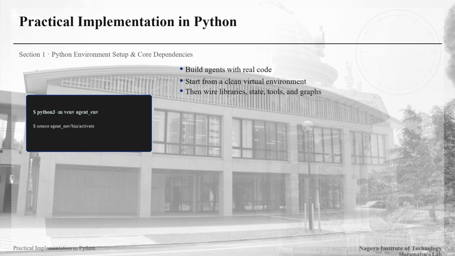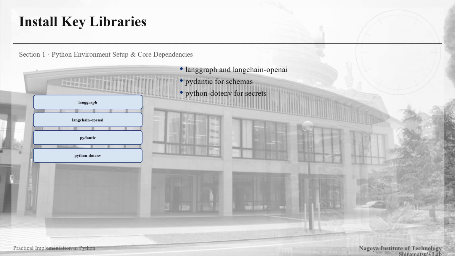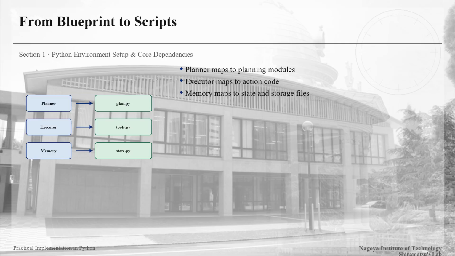Welcome. This course shows practical implementation in Python, starting from a clean virtual environment. Install the core stack with pip: LangGraph, LangChain OpenAI, Pydantic, and Pydantic dotenv. Put keys such as OpenAI API key in a .env file and load them with load_dotenv so secrets stay out of code. Map the architecture to code.